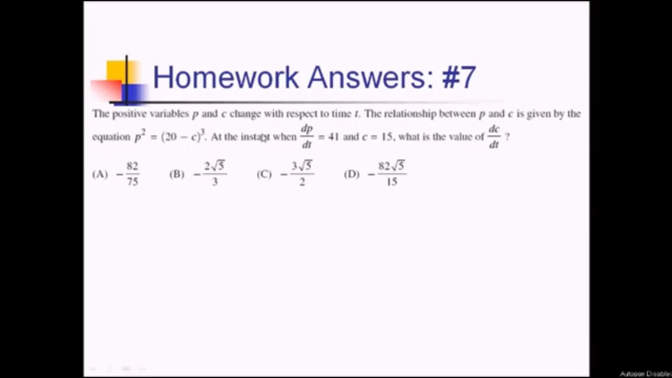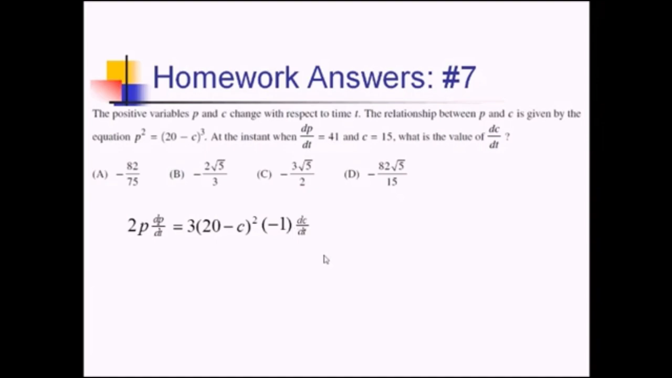This is a related rates problem. To get the related rates, we need the derivatives. So starting on the left, derivative of p squared, that's going to be 2p, and we have a tail of dp over dt, because we're differentiating again with respect to time. On the right side, we're going to need a chain rule on this one. So we have 3 times 20 minus c quantity squared times, now we have to take the derivative of the stuff inside here. So we have a negative c, so that's going to be a negative 1 times dc over dt. All right, everything's in one place.